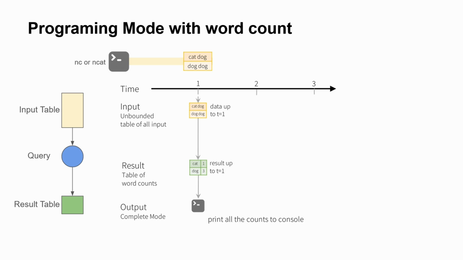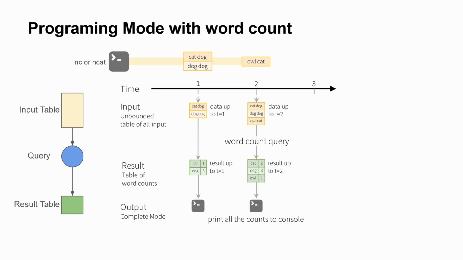Now, if there is other input like owl and cat, the new input will be added to the unbounded input table and word count will be performed on the input table, which will have the old records as well. Now, the result table will have cat as 2, dog as 3, and owl as 1. And the result will be printed on the console.